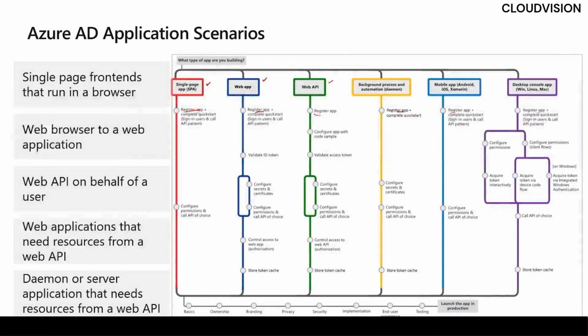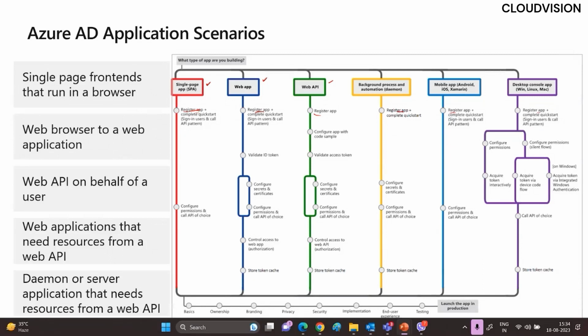So it doesn't matter from where your application is coming. Maybe it's your on-premises application, still you can register your application in Azure AD. Maybe it's a SaaS application, still you can register your application with Azure AD. SaaS application, IaaS application, you can register any sort of application to Azure AD.